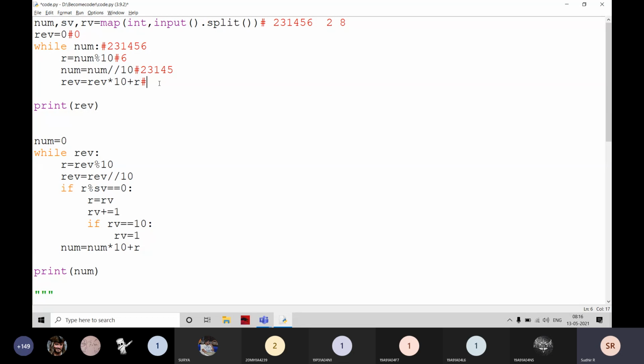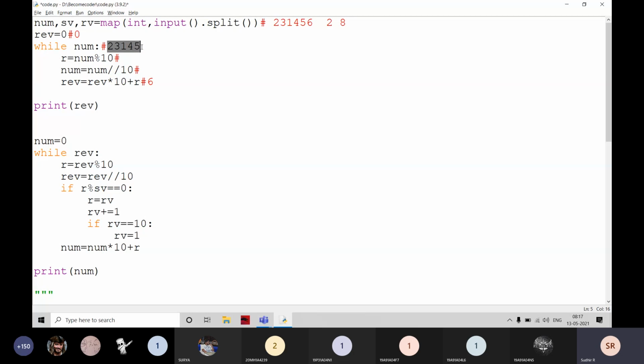Okay, and next R is equal to REV into 10 plus R. REV value is initially 0, 0 into 10 becomes 0, 0 plus R. What is the R value now? R value is going to be 6. 0 plus 6, then it is going to be 6 here. Now REV value is going to be 6 in the first step. And the new num value is going to be like this. And now just look at here.